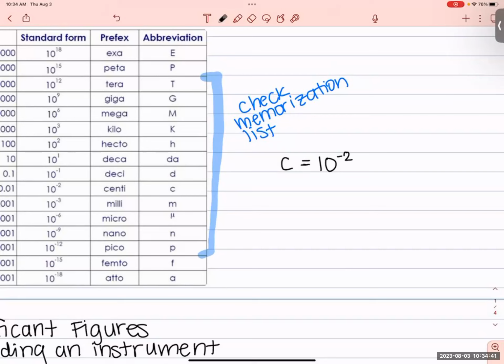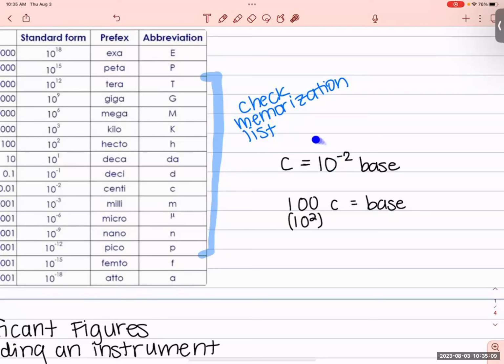Some of you may have centi memorized as like 100 things. 100 centis is a thing. So you may have 100 centis is the base, and we'll put the base here. And that's the same thing essentially. It's just that 100 is 10 to the 2.